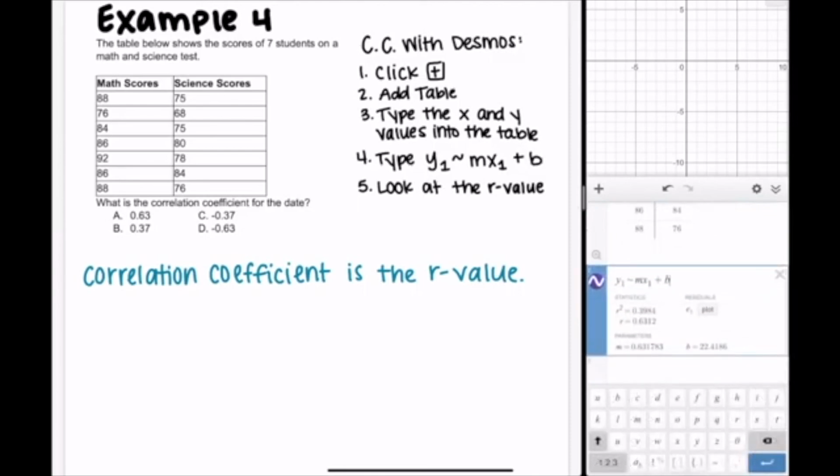Now instead of looking at m and b, I'm looking for the correlation coefficient, not the slope, not the y-intercept. Now when you're looking for the r value, be careful because there's also an r squared value. We don't need the r squared value. So our r value here is 0.6312. So as long as you've double checked your table to make sure that you've plugged everything in correctly, then that should be all that we need to do.